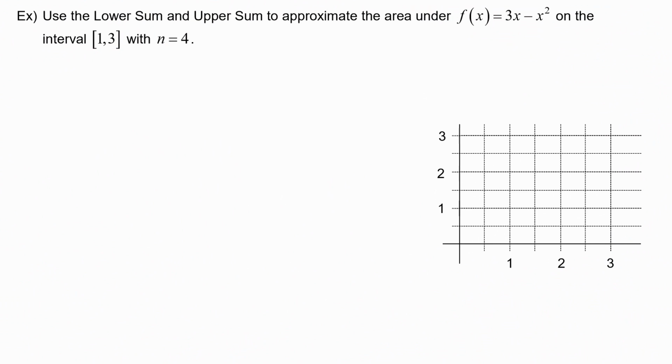In this example, we have to use the lower sum and upper sum to approximate the area under f of x equals 3x minus x squared on the interval 1 to 3 with n equals 4. We can make a quick sketch of f of x. We know it's going to be a parabola that opens downward. We can find its roots very quickly by factoring out an x, and we have left 3 minus x. So we know there's a root at 0 and a root at 3.